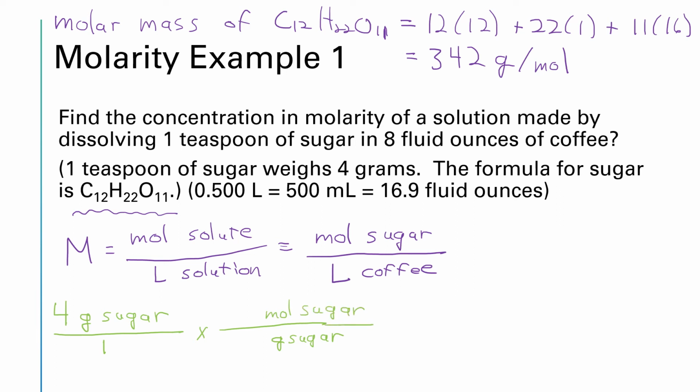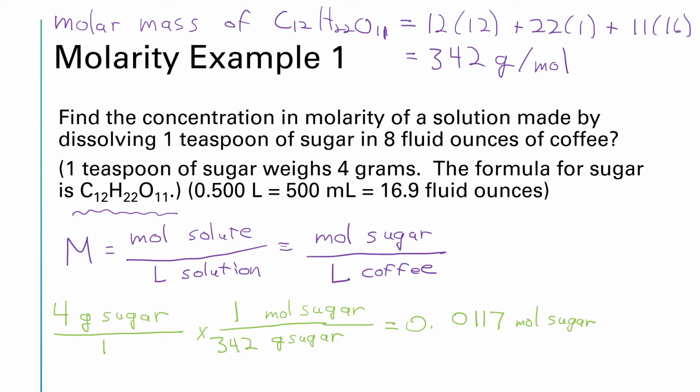This is a conversion between grams and moles. On the conversion, moles has the number 1, and grams has the number for the molar mass. Well, we found that the molar mass was 342. So if I run that through my calculator, 4 divided by 342, I end up with 0.0117 moles of sugar.